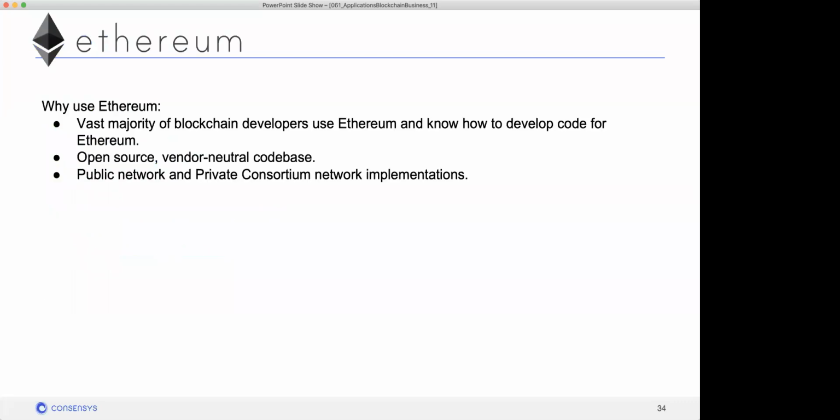The reason why a lot of people have got involved with Ethereum is that the vast majority of developers who are out there who know blockchain know Ethereum. So they know how to code on Ethereum. It's also an open source, vendor neutral code base. That means that all of the implementations are open source and that there are multiple implementations. So if there's a bug in one version or one variant of the software, then the other variants are all good. There are public versions and there are also private consortium versions. So you can run the software in a variety of scenarios.